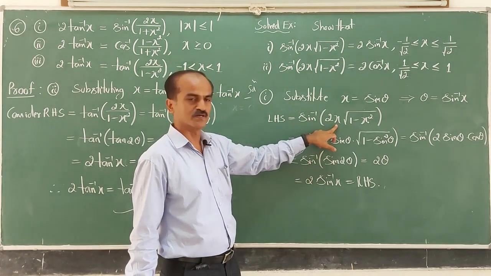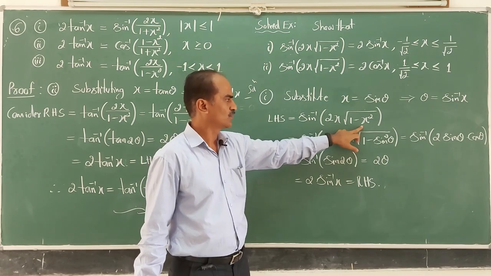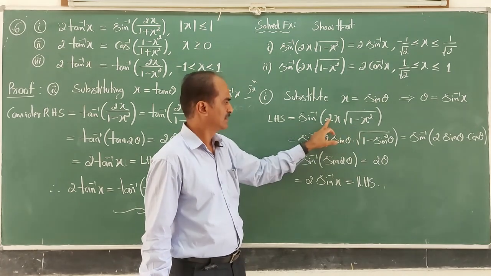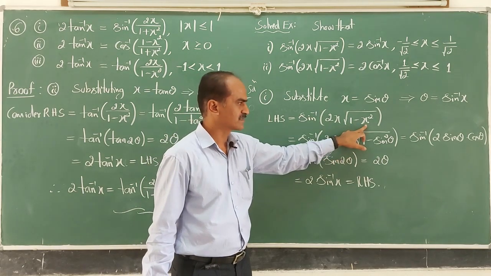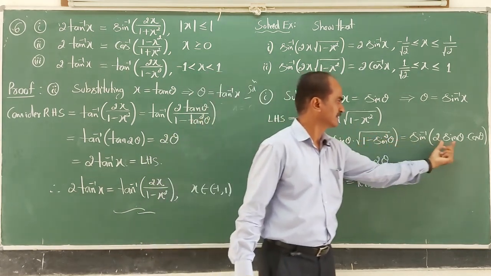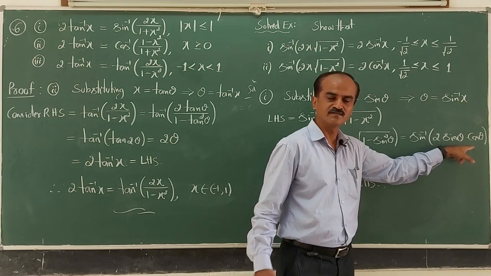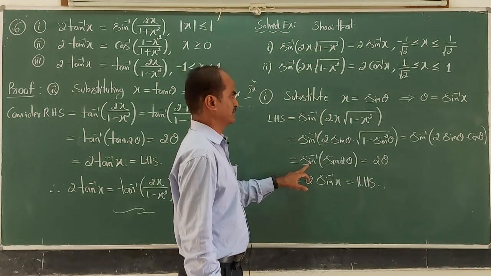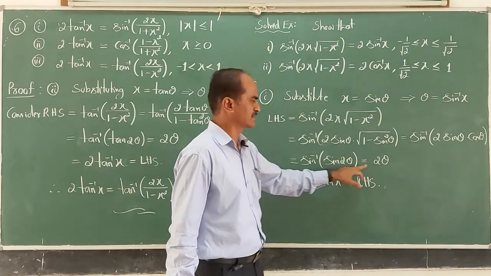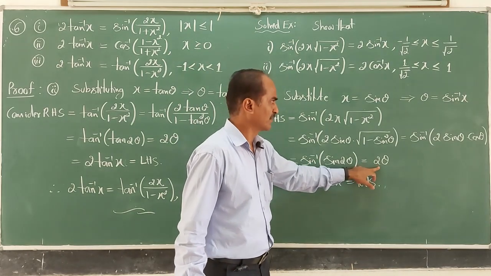2 into cos theta root 1 minus cos square. That is 2 into cos theta. Root 1 minus cos square becomes what? Sin theta. So 2 cos theta into sin theta is again what? Sin 2 theta. Sin inverse of sin 2 theta is equal to what? Theta. But what is theta?